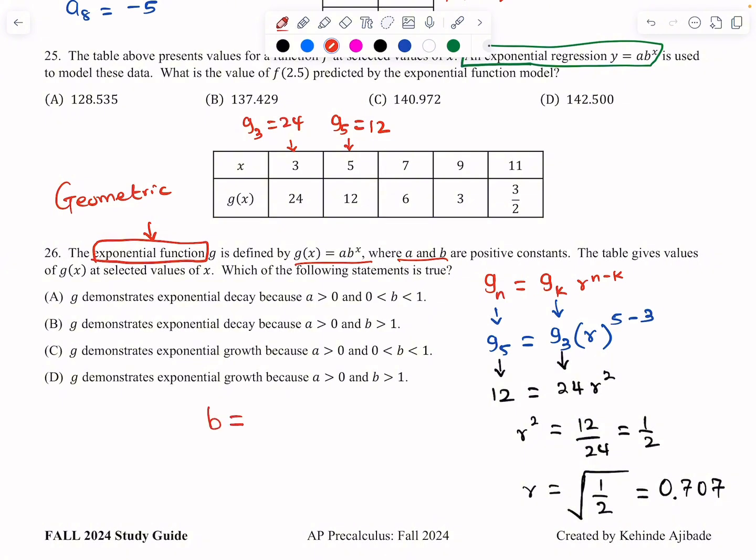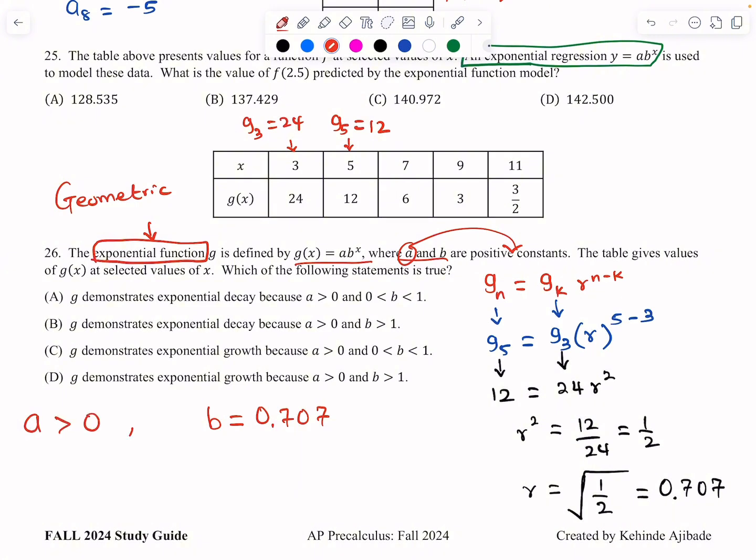It will be the same thing as my B in your exponential function. So that will be 0.707. And now I have to find out... In fact, I don't have to find out what my A will be because it already told me that A is a positive constant. So I don't have to find out what A will be. So A is greater than 0.